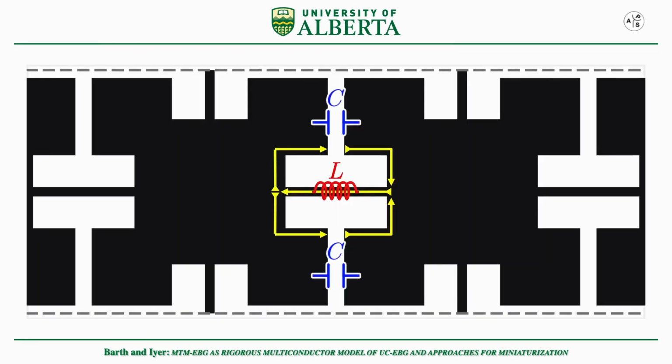Historically, the UC-EBG's behavior has been modeled as a simple LC resonator, comprised of a current loop containing capacitance between the gaps of adjacent periods, and inductance in the form of thin strips connecting these periods.